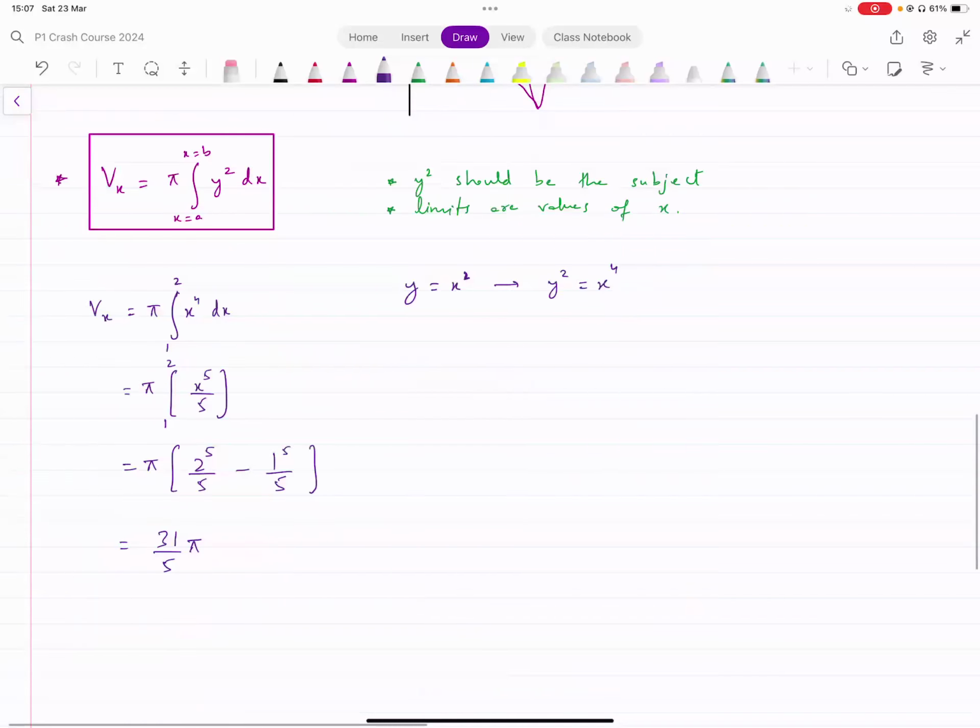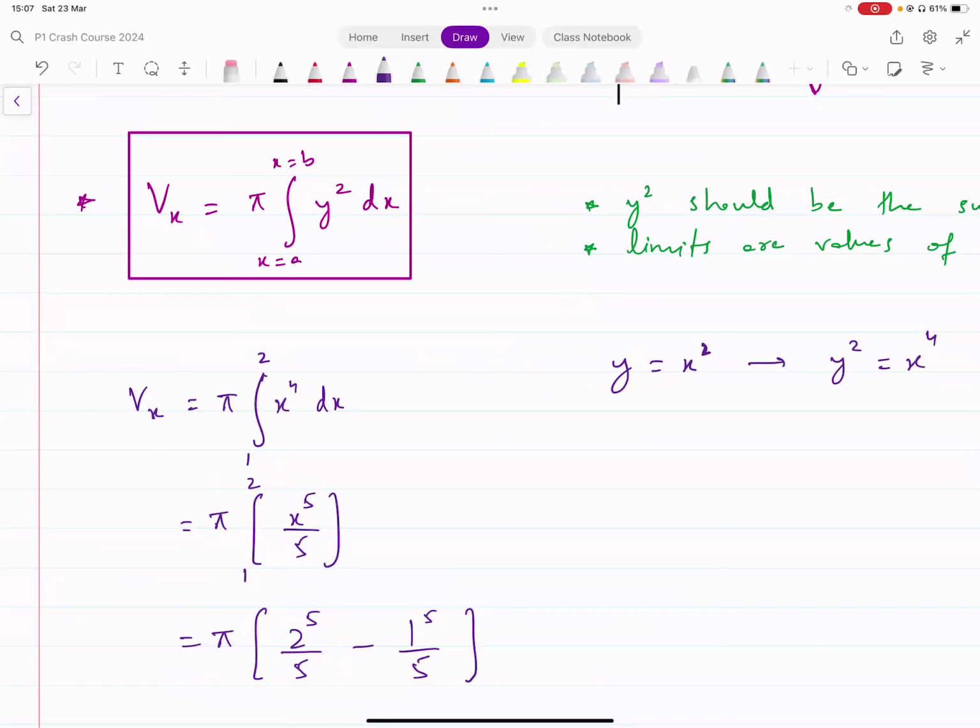So pi into the integral of y squared with respect to x, and limits from x equals a to x equals b. Again, this formula is not given in the formula sheet. You will need to memorize this. These formulas are not given in the formula sheet.